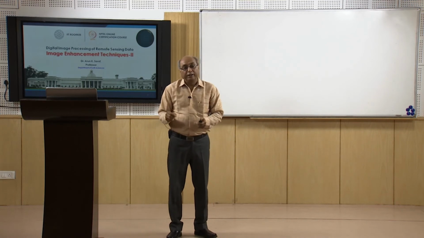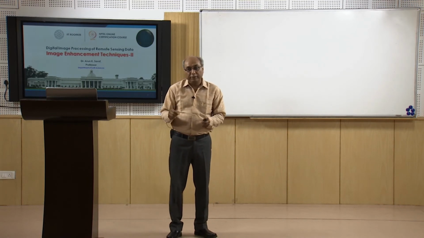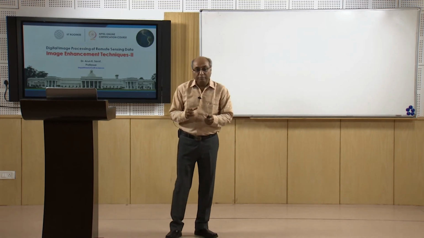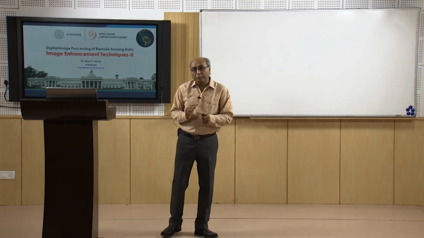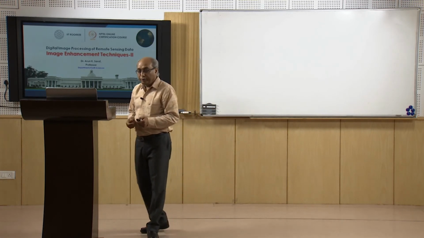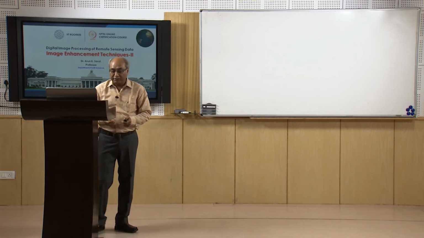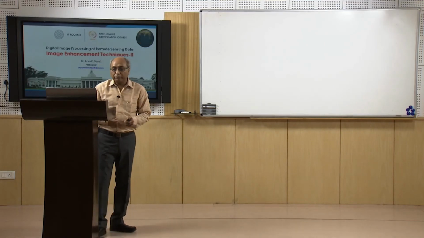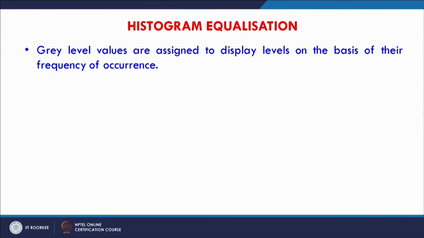If we improve the contrast of the tail values, it doesn't improve the contrast of the image much. But if we improve the contrast where the highest frequency pixel values are present, then definitely contrast is going to improve. We will see the example through the images as well. It automatically reduces the contrast at both ends, in very light or dark parts of the image associated with the tails of a normally distributed histogram. And in histogram equalization, the gray values are assigned to display levels on the basis of their frequency of occurrence.